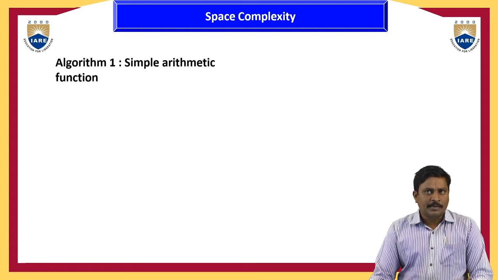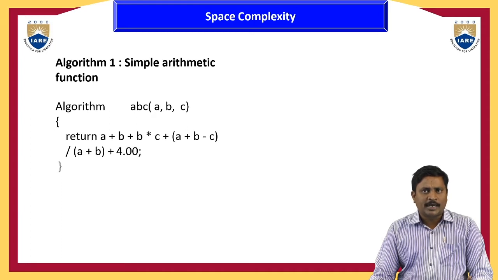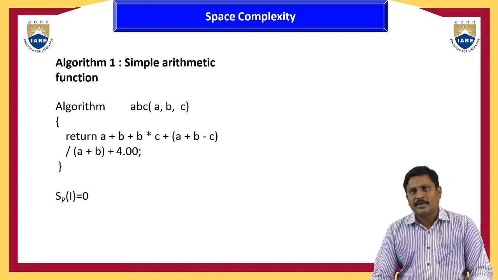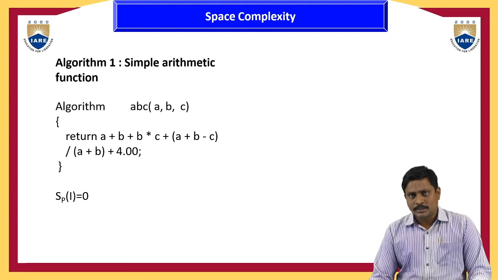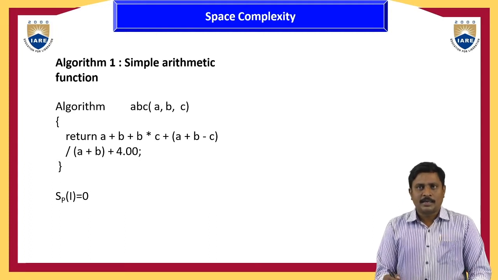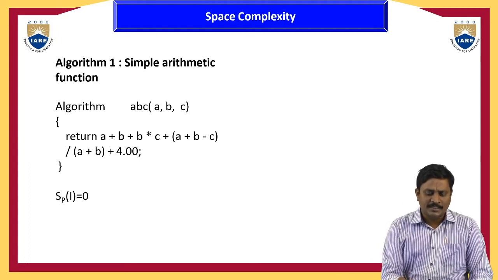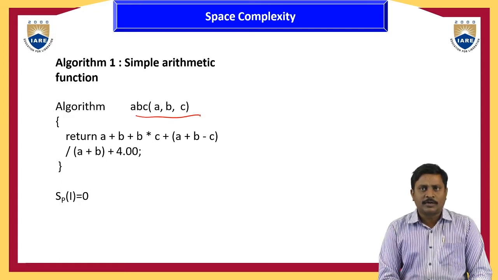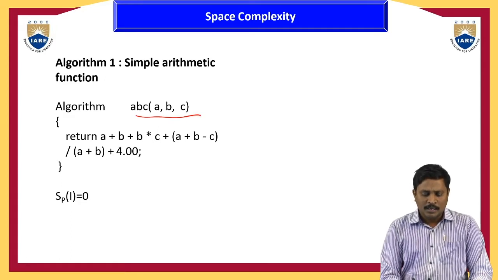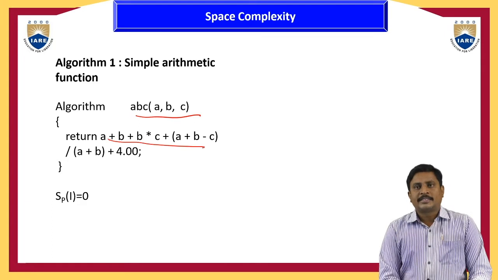Now we see one example algorithm. In this algorithm, we calculate a mathematical expression of the given variables. The algorithm ABC(A, B, C) takes three variables, three parameters, and here we calculate this expression value.